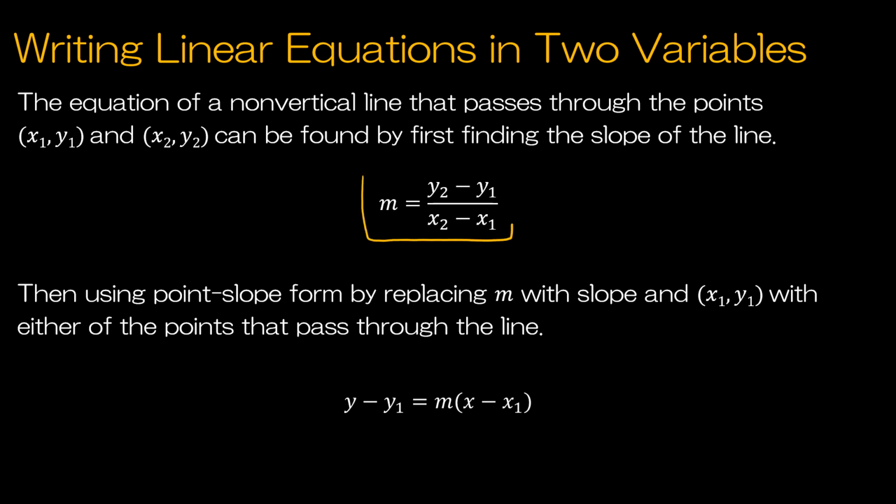So the first thing we're going to do is compute the slope. If they give us 2 points, we're going to find the slope of the line using those 2 points and the slope formula. Then we're going to use point slope form by replacing m with the slope that we just computed and replacing x1 and y1 with values from one of the 2 points, and it doesn't matter which one.